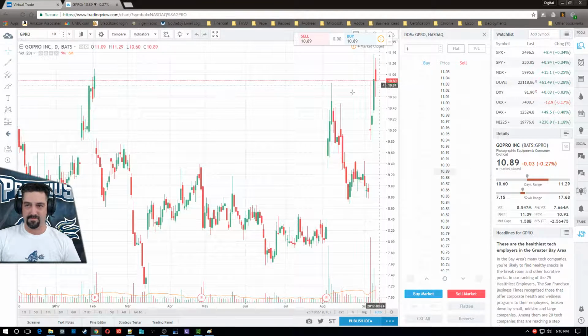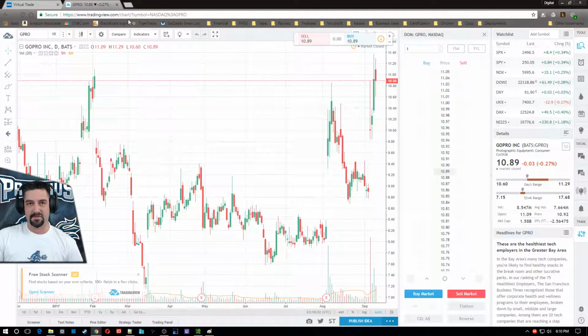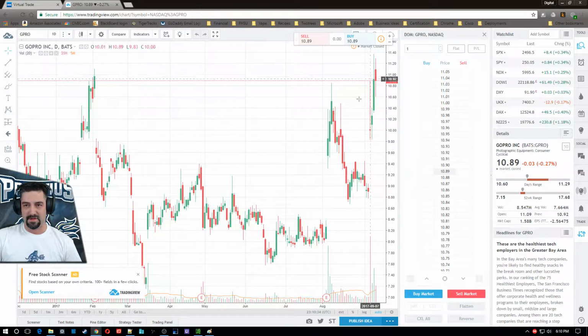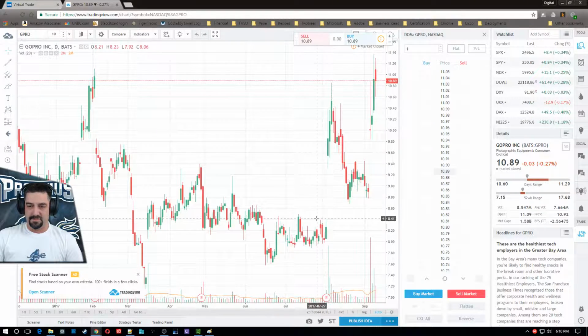So $10.89. I actually don't like this chart, but a free charting site is tradingview.com, and you'll get a nice little stock chart here. Look up pretty much any symbol you want. It has a bunch of options. I'm not going to cover them all tonight. Tonight's just kind of an introductory type deal.